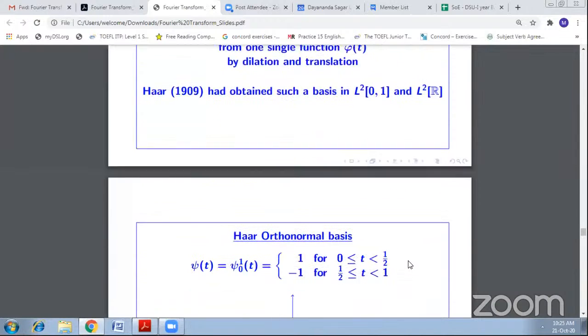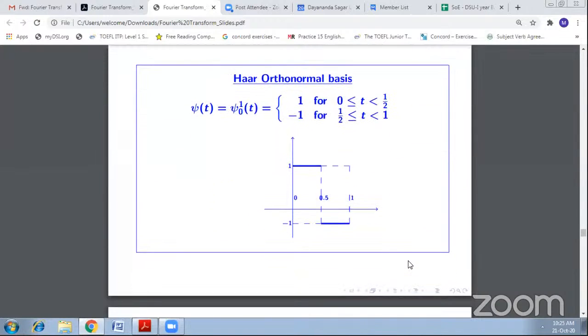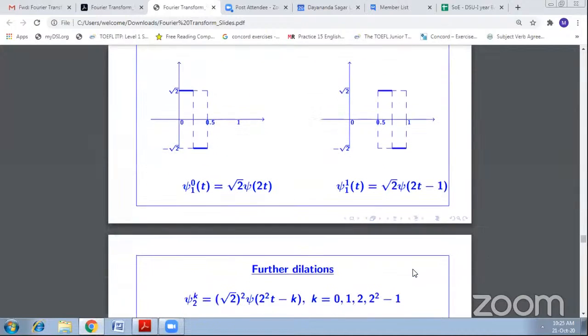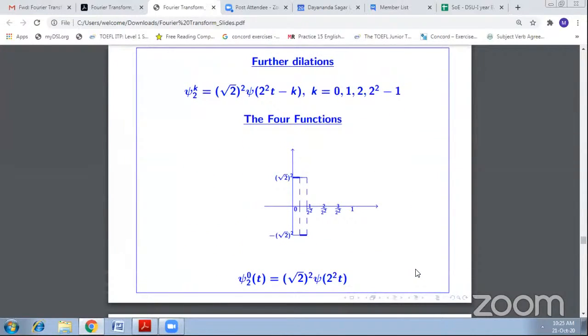I'll quickly describe Haar's basis. Take a function which is 1 in 0 to half and minus 1 in the other half. Then you shrink it. Instead of 0 to 1, you take 0 to half, and take half here, and then the other part you take in the other half to 1. The next one, you further shrink it to quarter pieces. So you get a basis here.